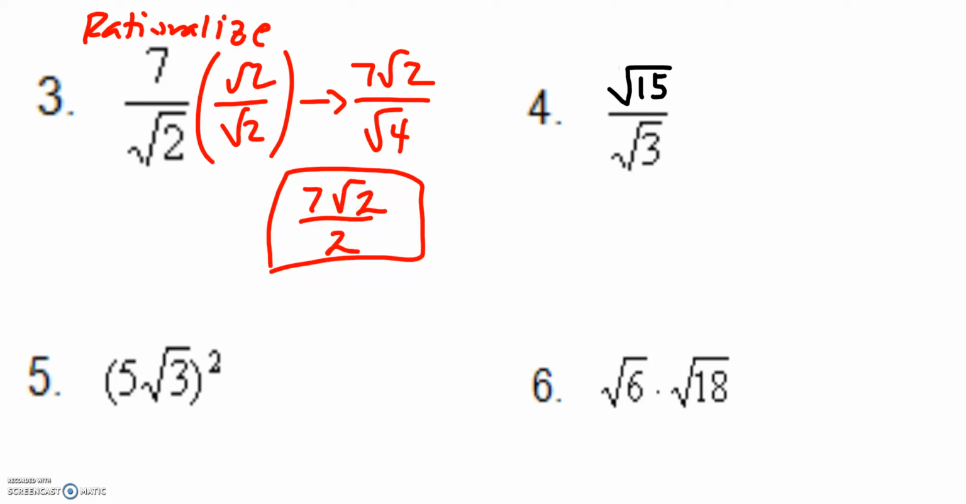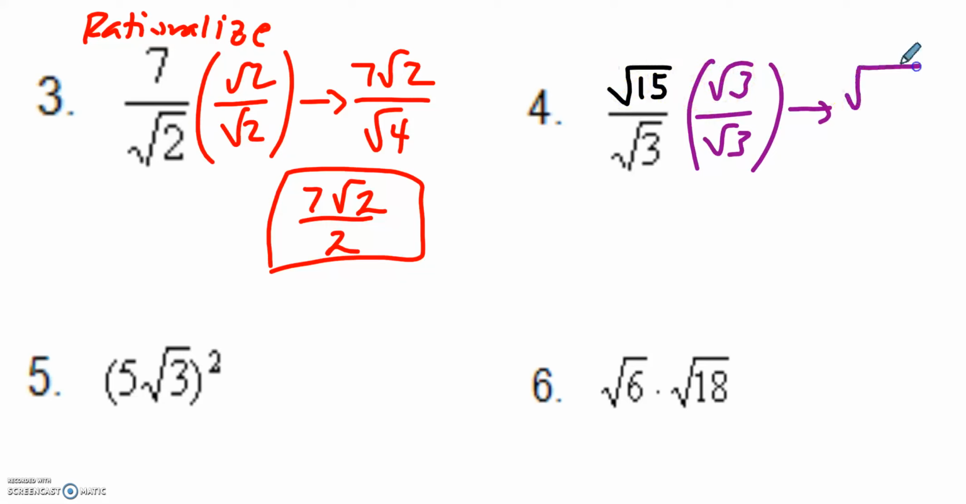Number 4 is a similar idea. We cannot have a square root in the denominator. So we could do this problem two ways. One way we could do it is just like the previous one. We could multiply top and bottom by root 3, and if we did so and multiplied across, these are like terms because they both have square roots. So this would be the square root of 45 over the square root of 9, which would really be the square root of 45 over 3.